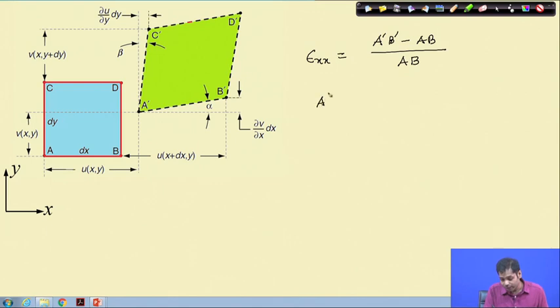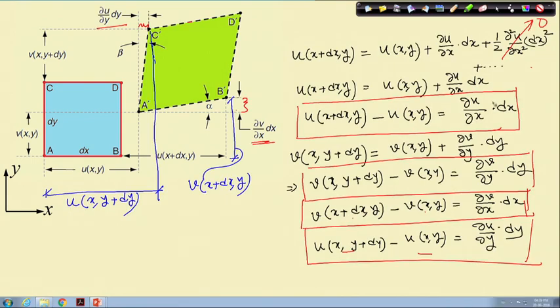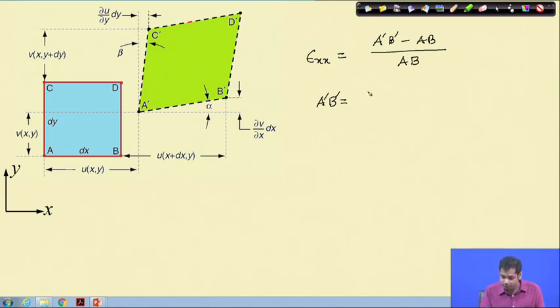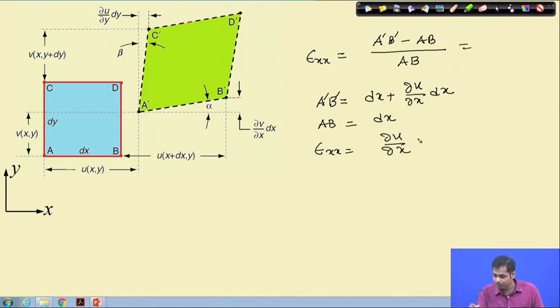Let us find out what is A dash B dash. Just now in the previous slide, if you recall, the change in length in A dash B dash was del u del x into dx. So A dash B dash will be initial length plus change in length, del u del x into dx. And initially AB was dx, and then finally epsilon xx is equal to del u del x.